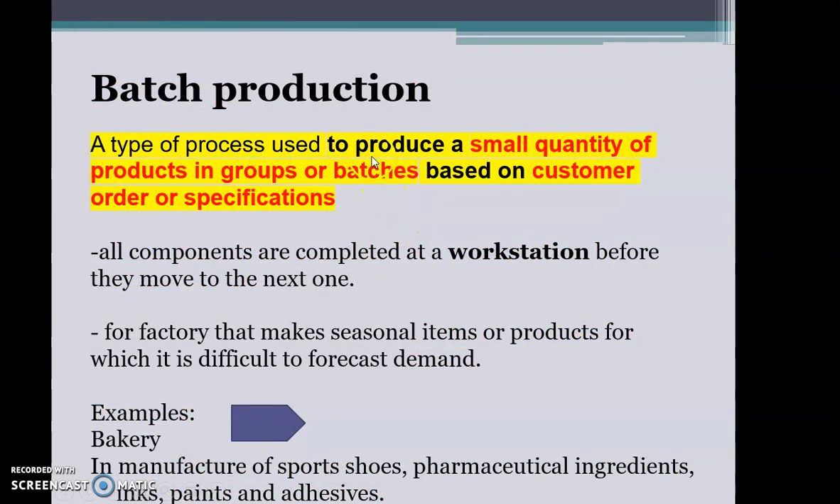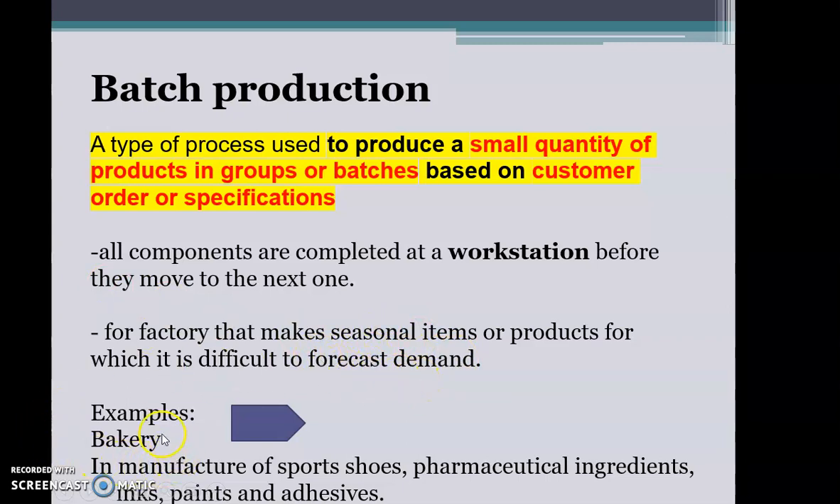All right, this is the batch. A batch, we know, is a small quantity in a group of batches, again based on customer or specification. Same as job shop. And it always involves workstations, and it involves factories that make seasonal items, maybe a clothing item. And also products that are difficult to forecast.